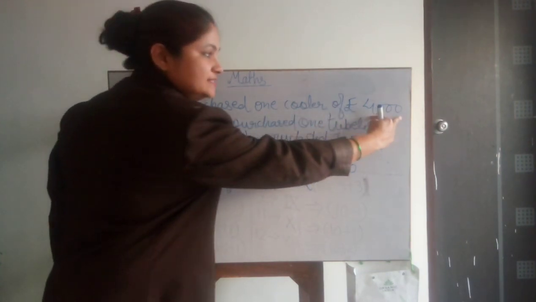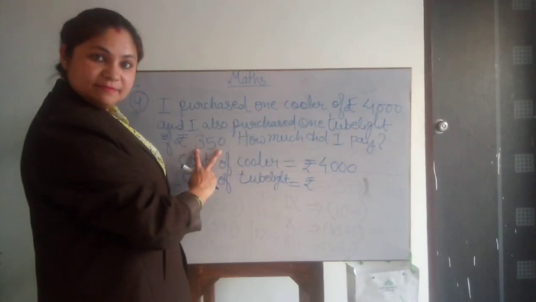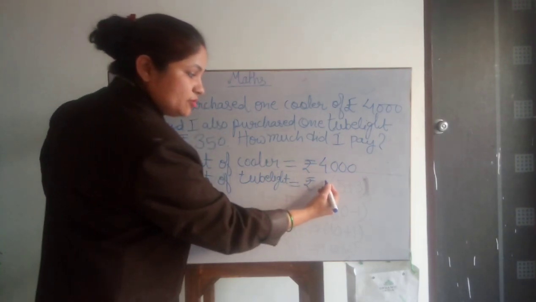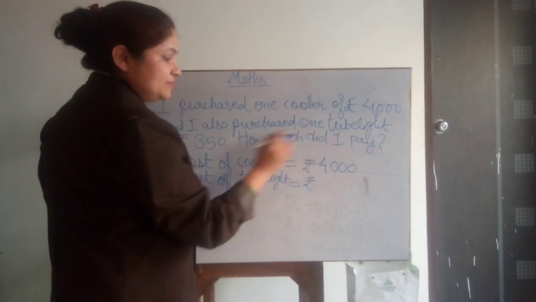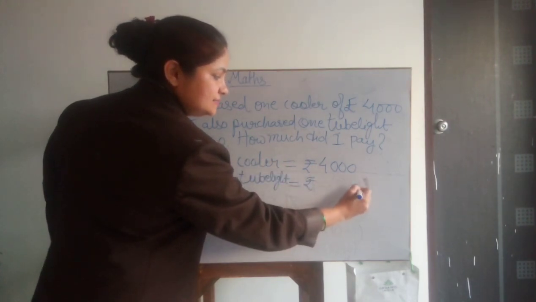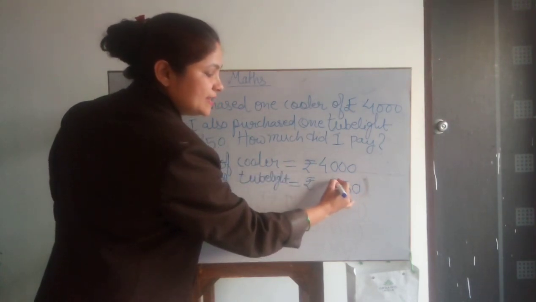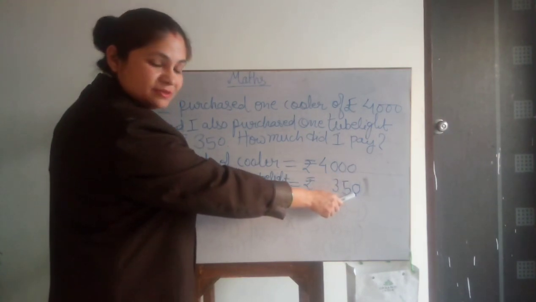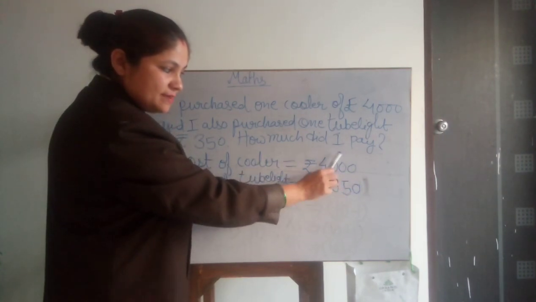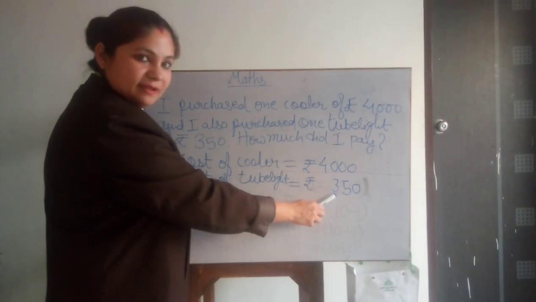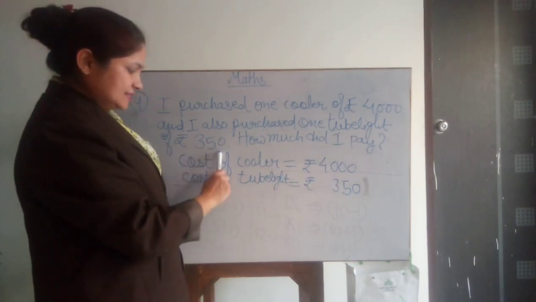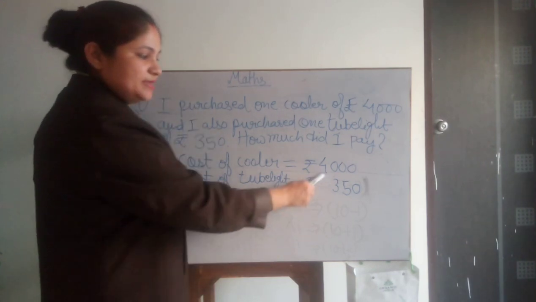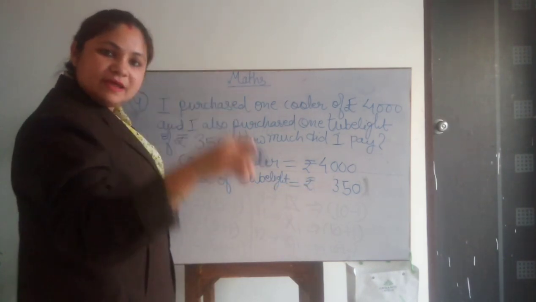It is a 4-digit number, it is a 3-digit number. So we will write it carefully. We will not write 3 below 4. We will write 0, 5 and 3 here, because on 1's place 0 is there, on 10's place 5, on 100's place 3, and on 1000's place nothing is there. So we are leaving the place vacant.